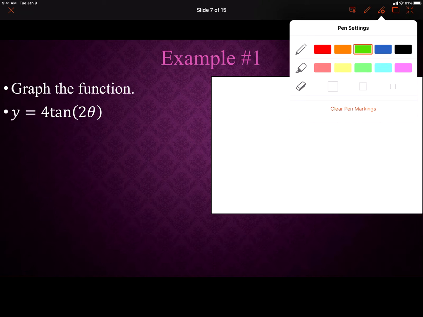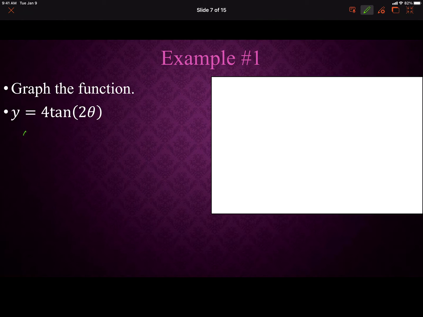So all we need to identify from here is the period itself. So the period is just pi over 2, pi over b. Not 2 pi like sine, cosine, secant, and cosecant, just pi over 2.